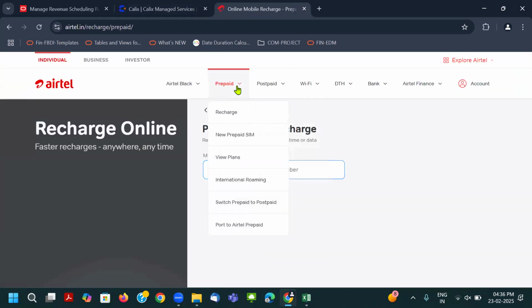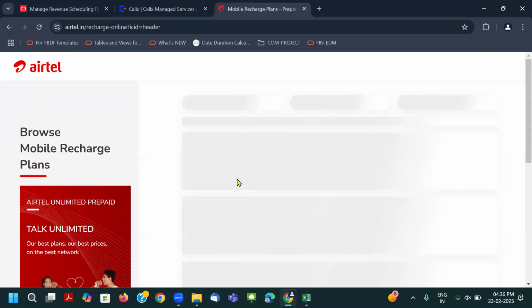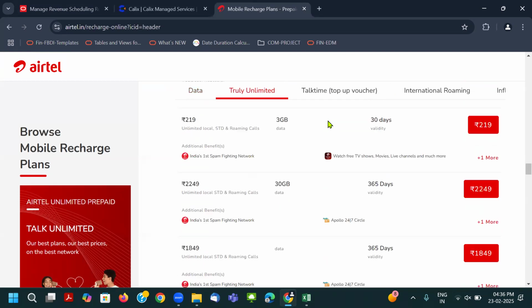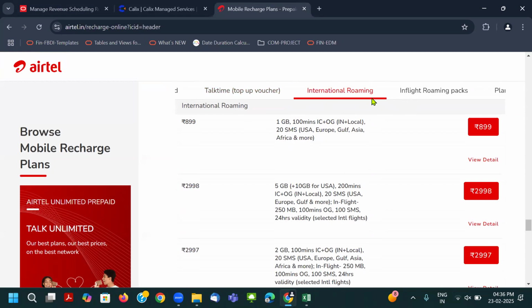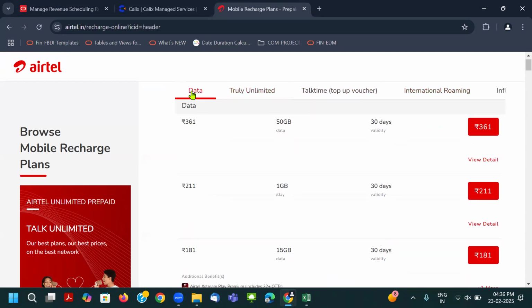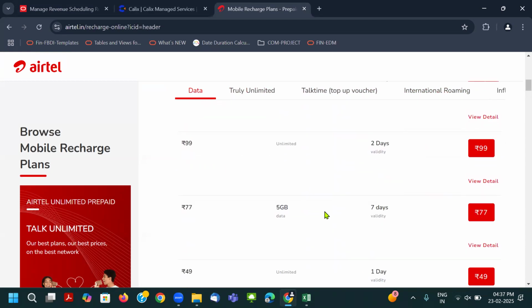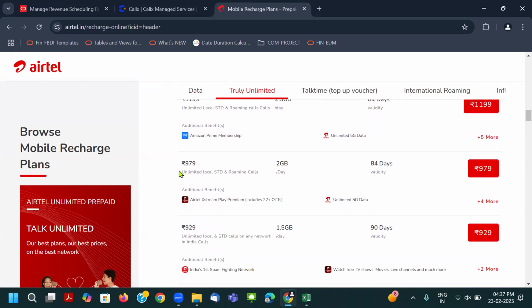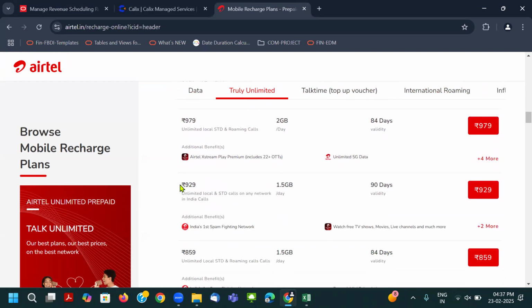Prepaid, postpaid. If you want to see the plans, see here. Data plans we have, truly unlimited plans, top up, international roaming. Like that, we have n number of plans. See here, 361 for 30 days, and 365 days, 84 days package, 979, 90 days package. How the system calculates which scheduling rule is applicable for this kind of tariff plans, I will explain in detail in our example. So please keep in mind.